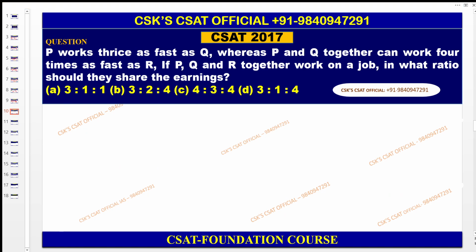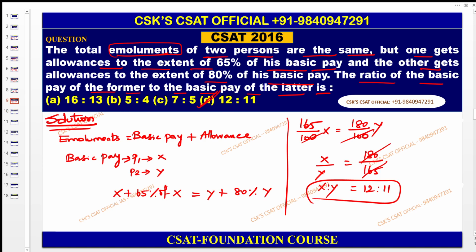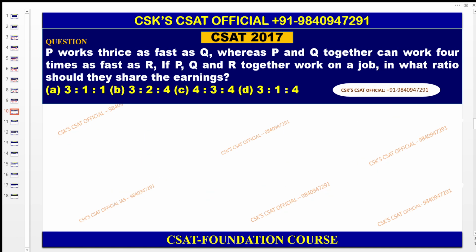Just reading the farmer means first person. Okay, farmer means first one. Later means second person, P2. Okay. Understanding? Farmer means first person. Later means second person. Okay. Now, this one.